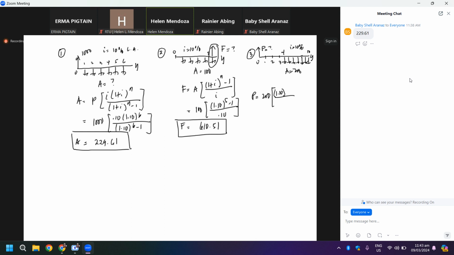1, 2, 3, 4, 5, 6, 7. 1.1 to 7 minus 1 over 0.10. Tingnan nyo lang po yung equation. Nag-gets nyo ba? Opo, ma'am. 7. Tapos, 1.1 to the negative 7.